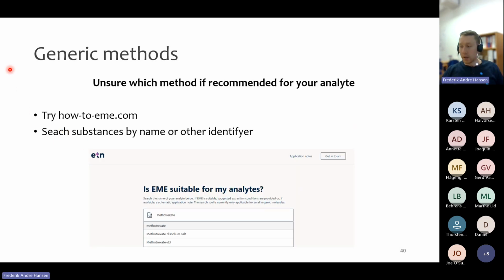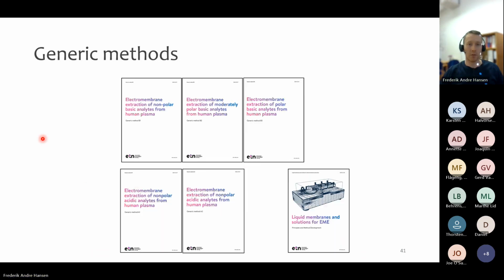To help you make the determination, we have made a homepage called howtoeme.com. And here you're able to search a substance by its name or other identifiers such as a CAS number. For example, here I have searched methotrexate. And then this homepage will tell you, first of all, if EME is suitable, and second of all, it will suggest the closest generic method we think might be suitable, and then you can start from that. There is also documentation on the ETN homepage that describes the specific generic methods and what kind of performance you may expect.